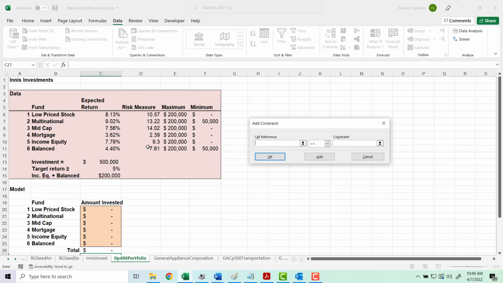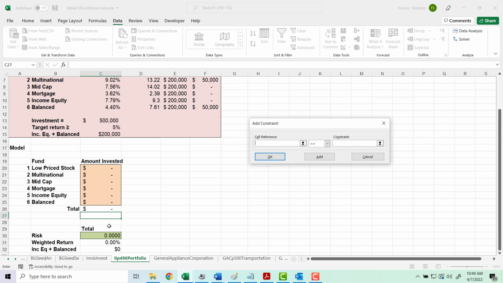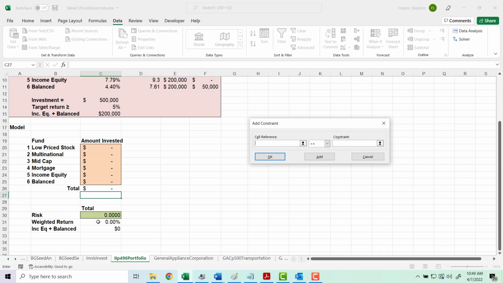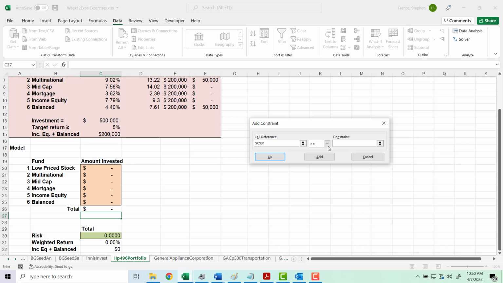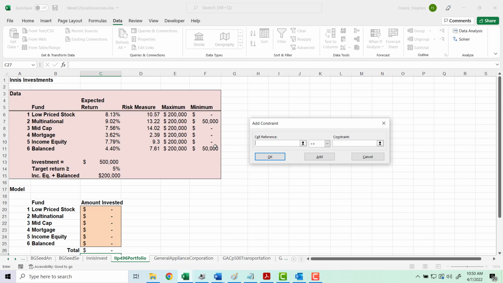What we also want to do, which is very important, is our weighted return. In this instance, we are minimizing risk for a certain level of return, and that level of return is at least 5%. It's important we reference the cell and don't try to write 5%, otherwise we could get a scaling problem, comparing 0.05 with 5%. So let's add that one in. We've also got our maximum constraints, so all of these have to be less than or equal to all of those.